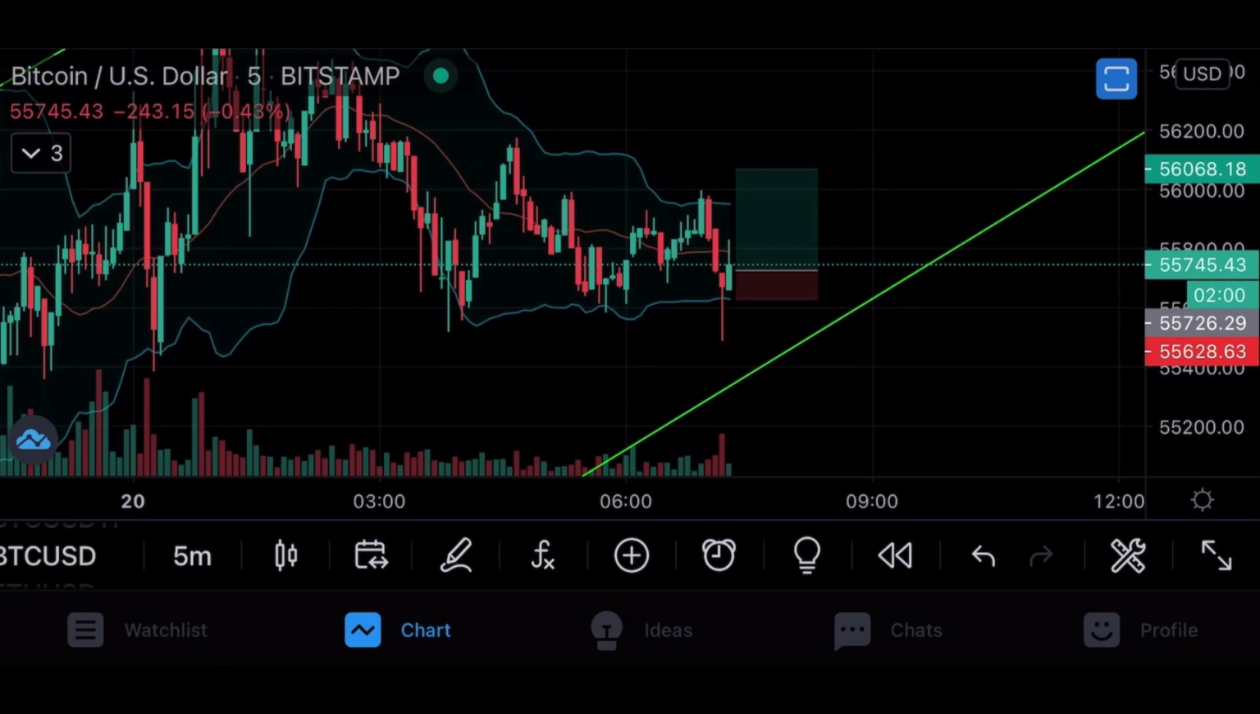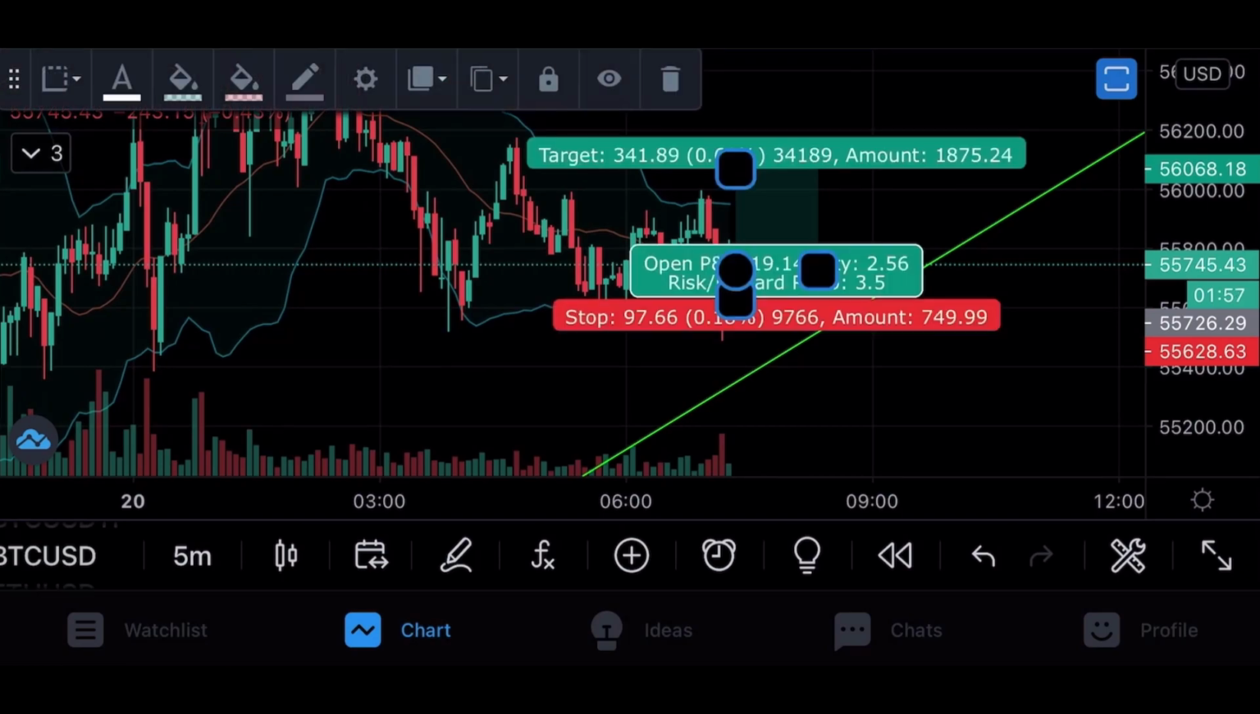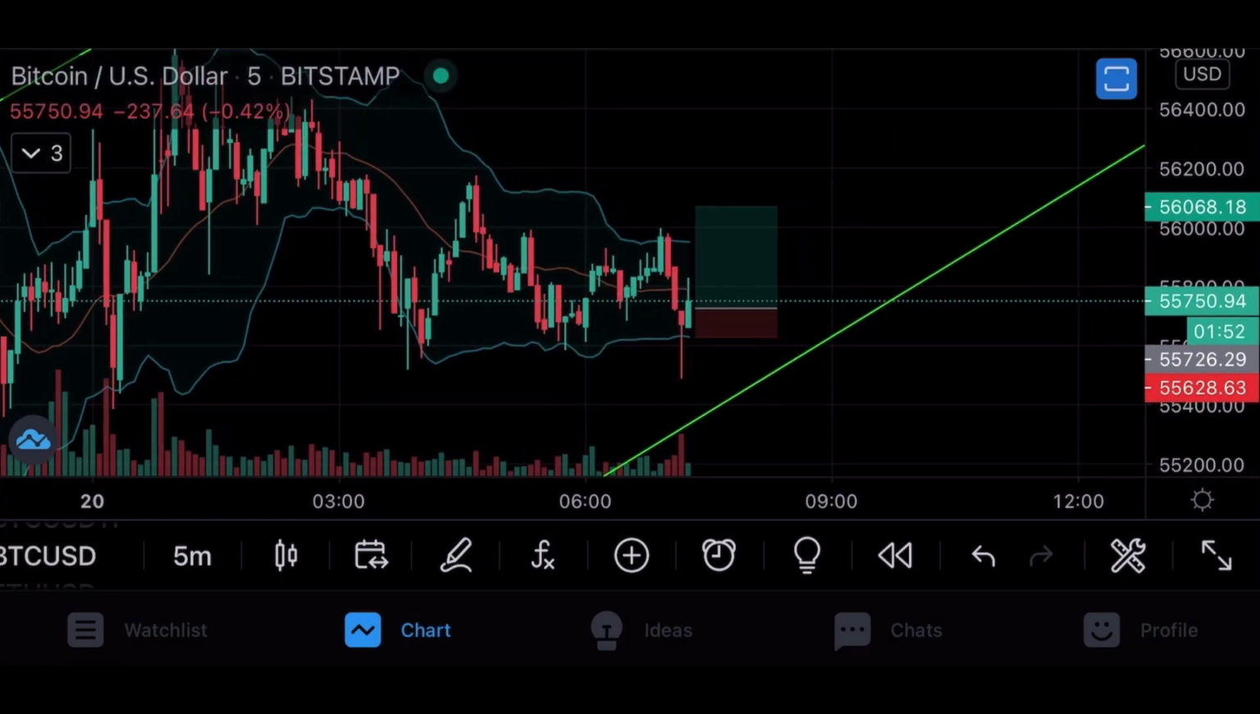Obviously, if you're doing this and you're only doing $100, you're not going to make that much. But if you're doing, let's say, $100 on, I don't know, 10x or 20x leverage, that puts you in a bit of a nicer position.